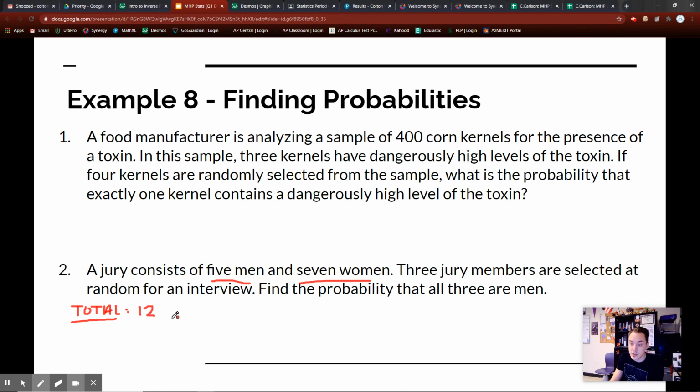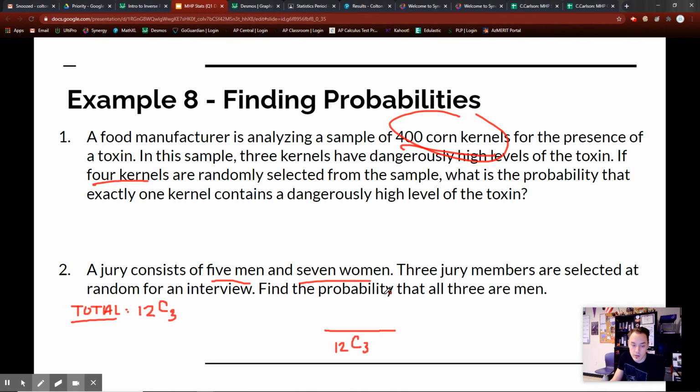Okay. 3 jury members are selected. So out of the 12 total, I'm selecting 3. So now, just intuitively, I'm thinking, okay, 12C3. And now that's not that bad, right? And we could have done that here. We had 4 kernels out of a total of 400, right? So we could have jumped the gun there. So far, the total is secure.